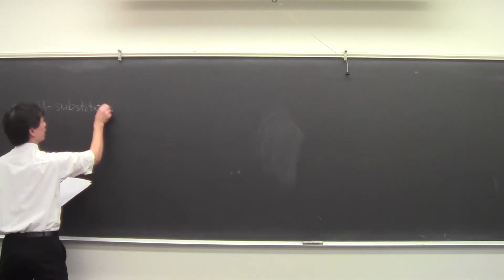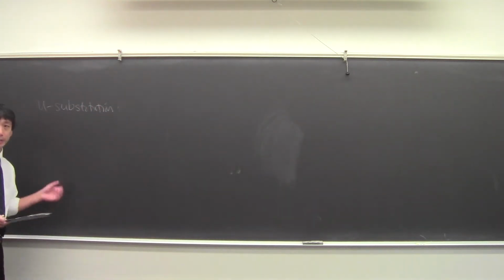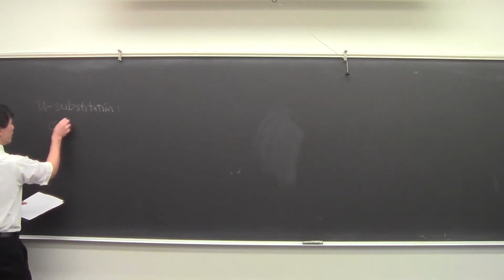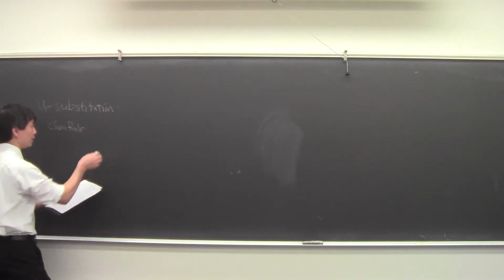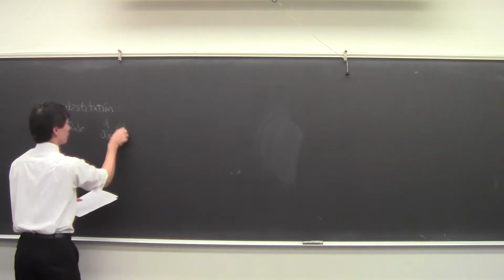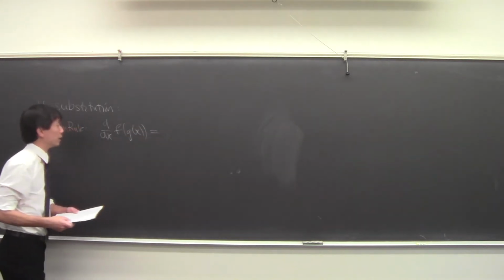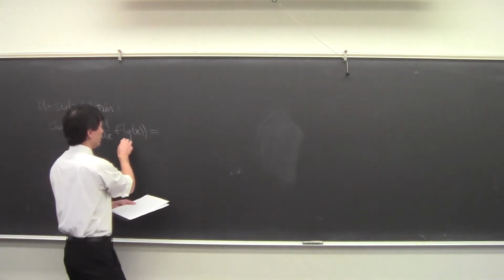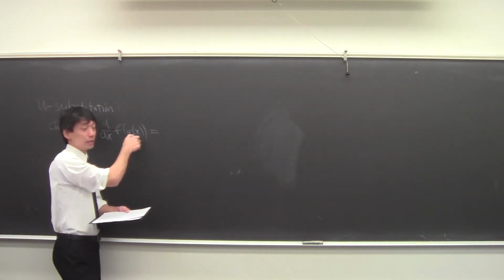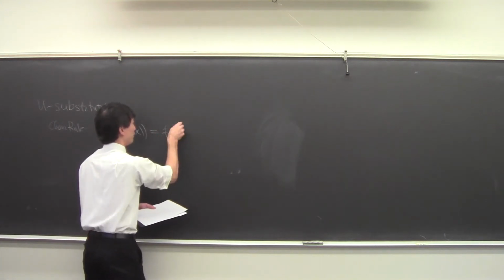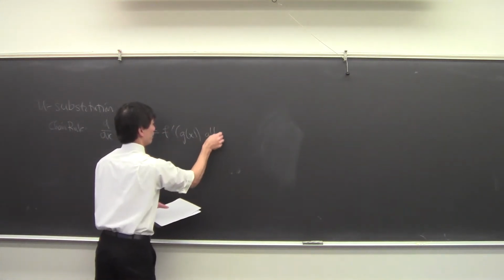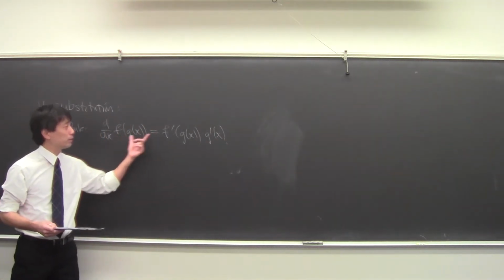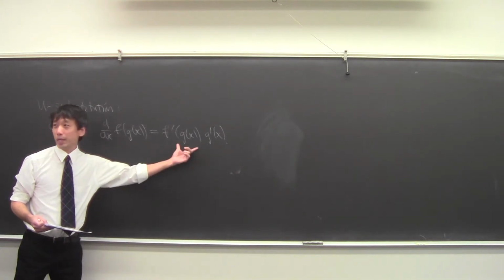I said that u-substitution is actually the reverse of the chain rule. Just to reinforce that connection, let me make it even more explicit. The chain rule tells you about the differentiation of compositions. It says that the derivative of f composed with g is f prime of g of x, times g prime of x. That's what the chain rule says.